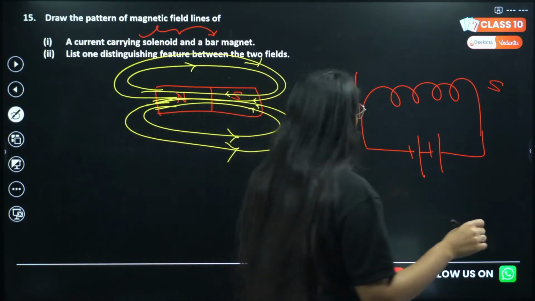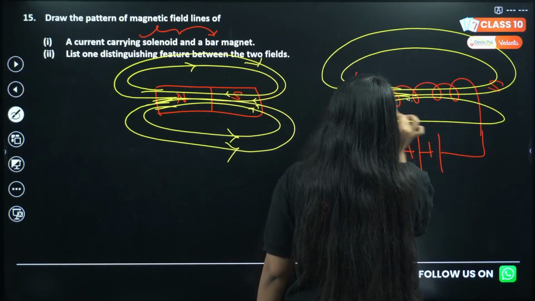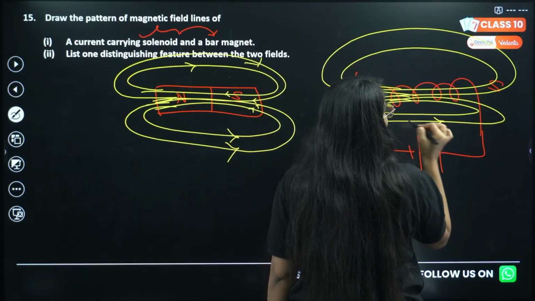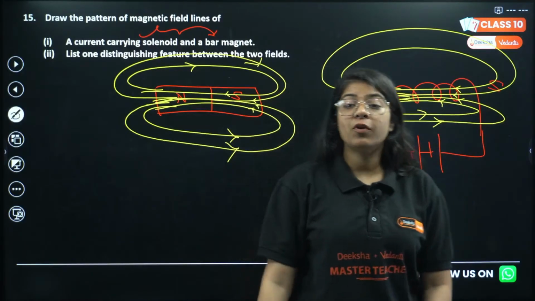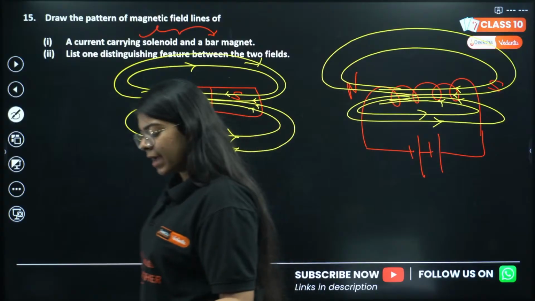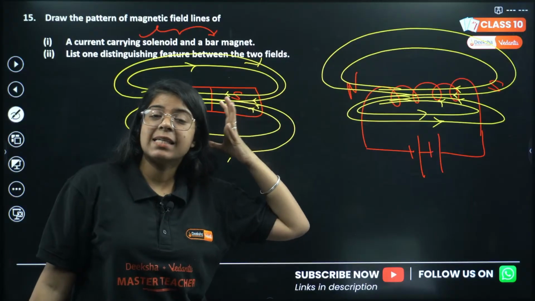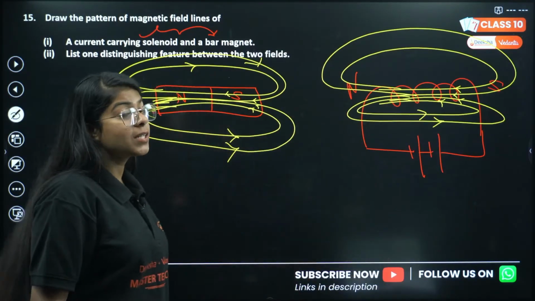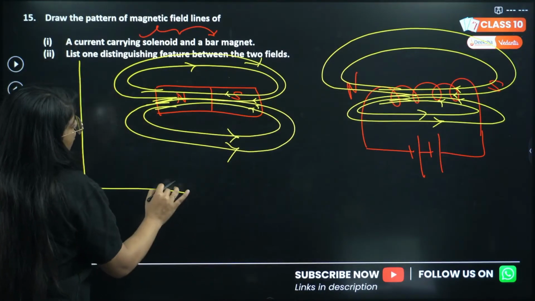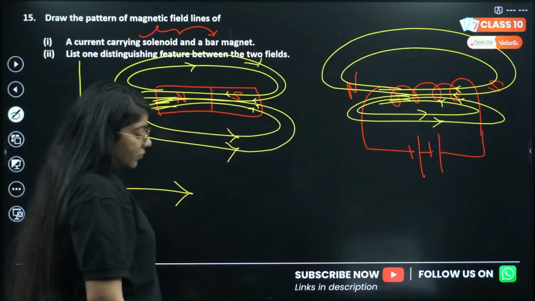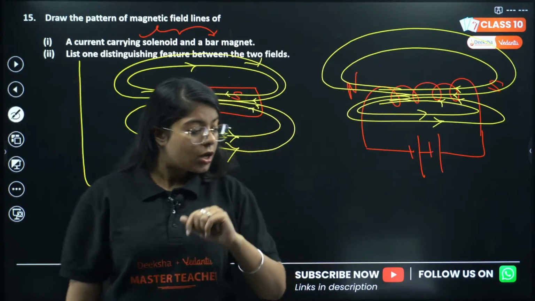And in case of solenoid as well, we have similar kind of magnetic field lines. Outside they travel from north to south, inside they travel from south to north, correct? So for both solenoid as well as bar magnet, the magnetic field lines are same, correct? Representation of magnetic field lines are same. Second is, list one distinguishing feature between the two fields. The field due to bar magnet and the field due to the solenoid.